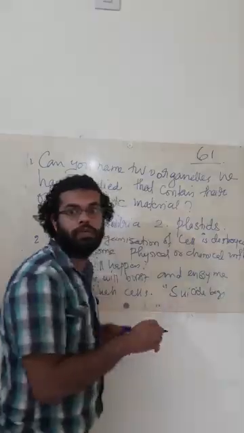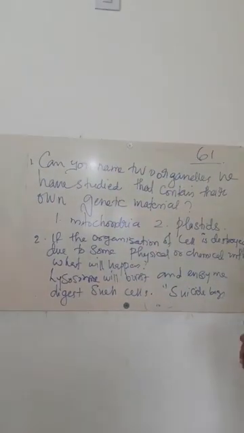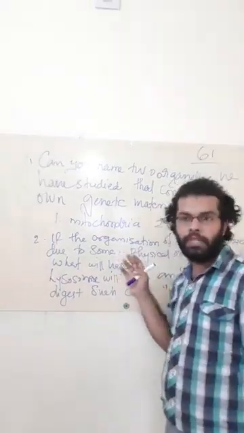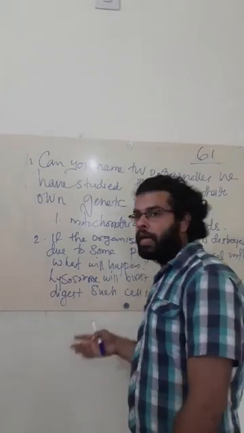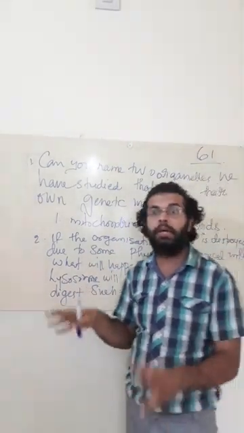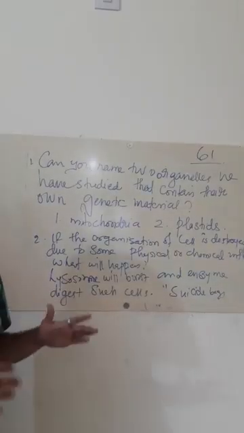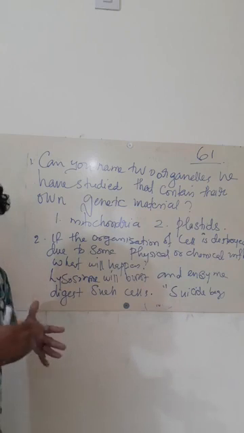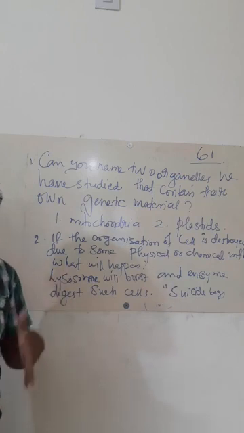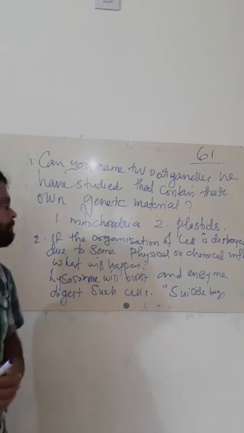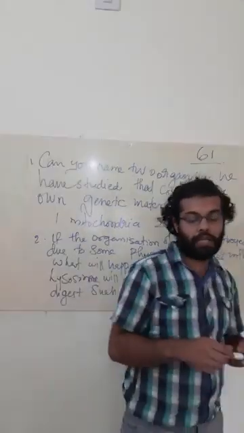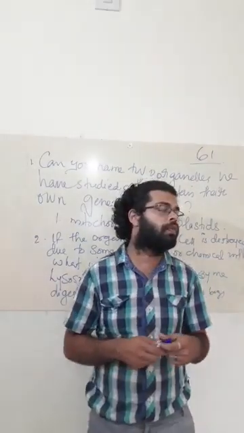So for the first question, the two organelles that contain their own genetic material are mitochondria and plastids. And if the organization of a cell is destroyed due to some physical or chemical influence, in the event of any damage to the cells when revival is not possible, the lysosome bursts and digests such cells, and this is why lysosomes are often referred to as suicide bags. Okay, so you can write it.